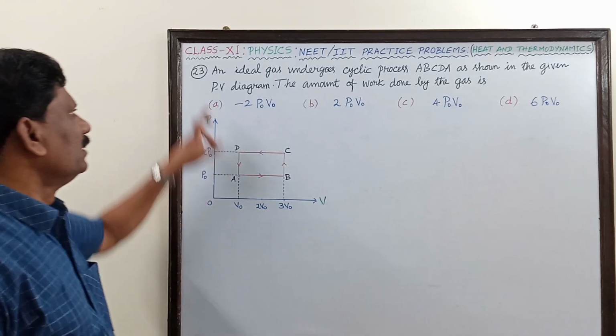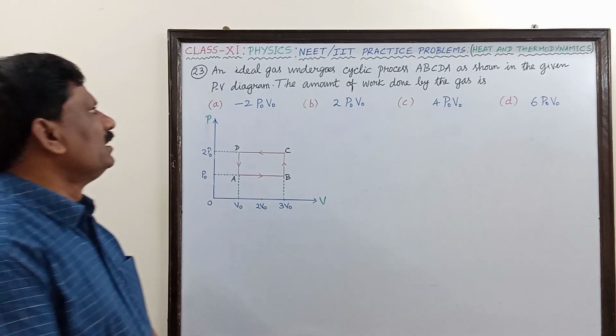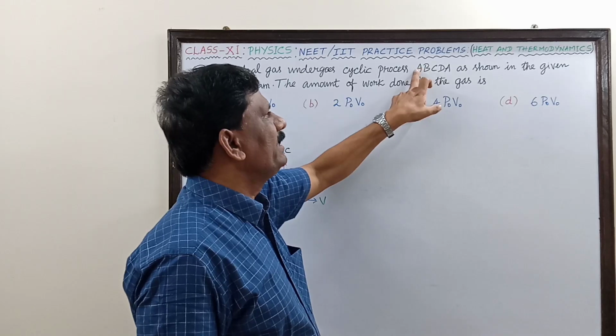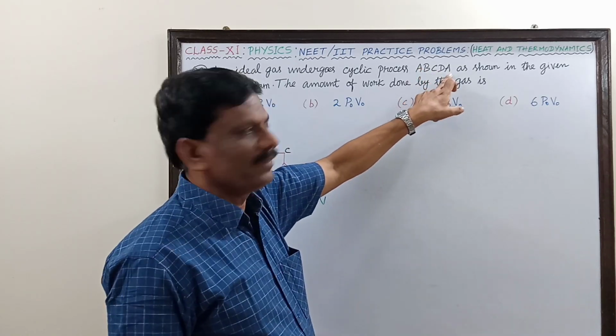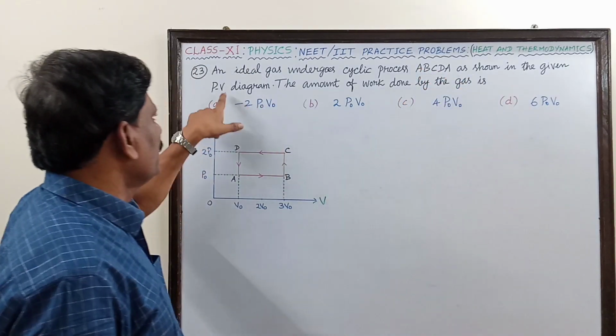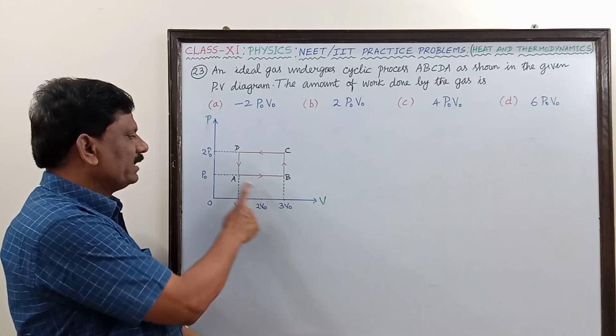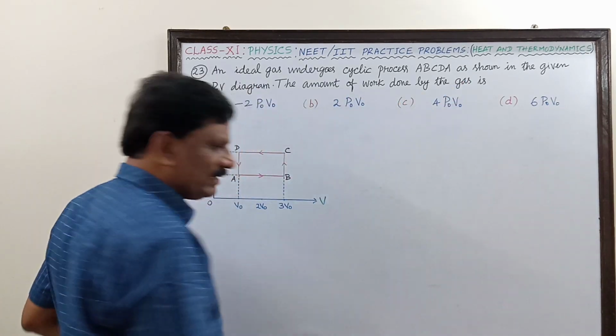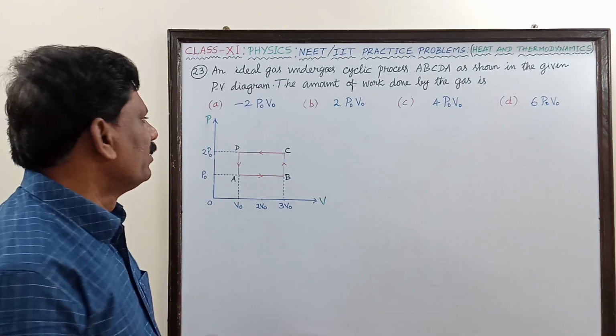Hi students, MCQ number 23. An ideal gas undergoes a cyclic process A, B, C, D, A as shown in the given PV diagram. The amount of work done by the gas has to be determined.